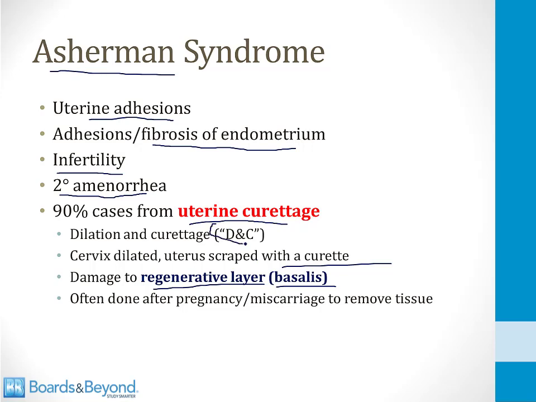A DNC is often done after a woman has pregnancy or miscarriage to remove tissue left behind, and sometimes it leads to Asherman syndrome. And the key point here that you want to remember for step 1 of your boards is just like in Mullerian agenesis, in Asherman syndrome, the endocrine system is working just fine. The ovaries are fine, the pituitary gland is fine, so all the hormone levels will be normal. This is purely an anatomic defect.